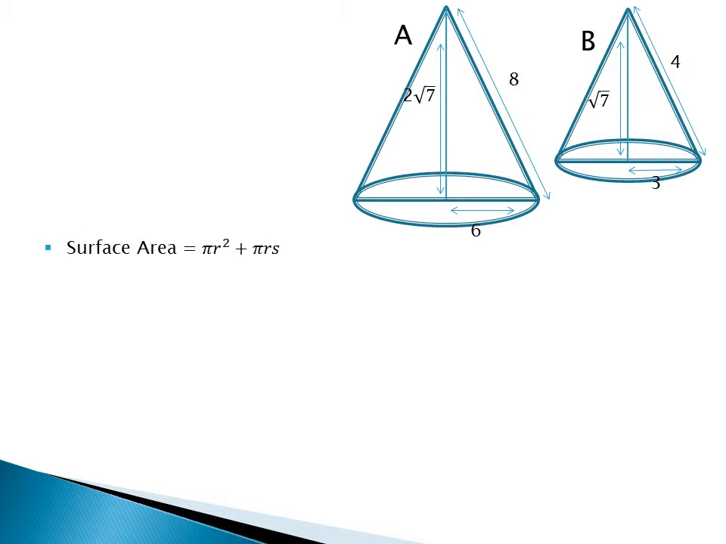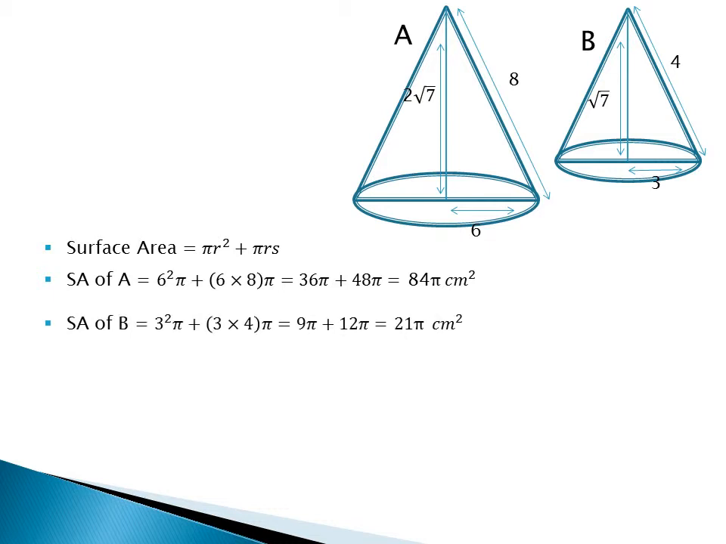So now we can look at surface area. The formula for surface area of a cone is pi r squared plus pi rs. The surface area of A is 6 squared pi plus 6 times 8 pi, which gives you 84 pi centimetres squared. And looking at the surface area of B, which is 3 squared pi plus 3 times 4 pi, which is 21 pi centimetres squared.